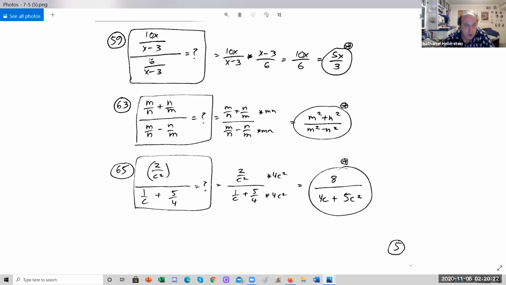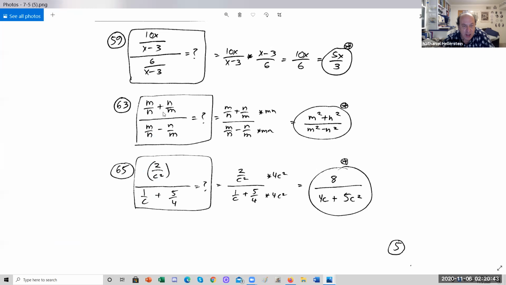Well, okay. 10 over x minus 3 divided by 6 over x minus 3. This is a simple fraction divided by a simple fraction. We multiply the numerator times the reciprocal of the denominator. The x minus 3's cancel. We have 10x over 3. 2's cancel. We're left with 5x over 3.